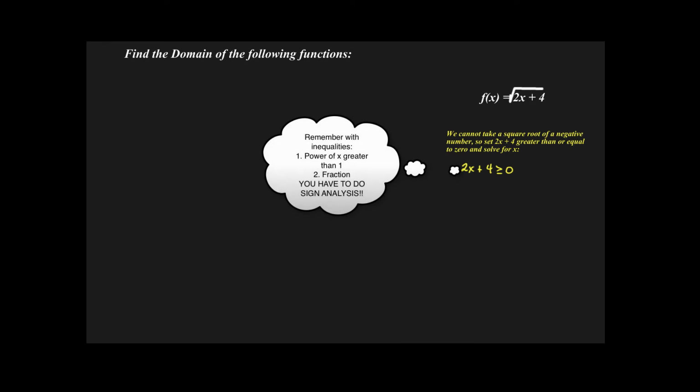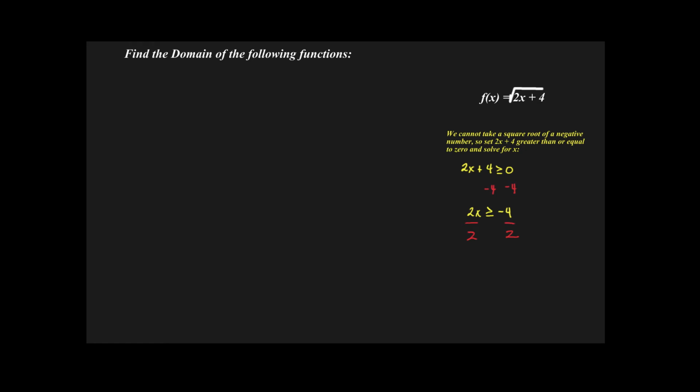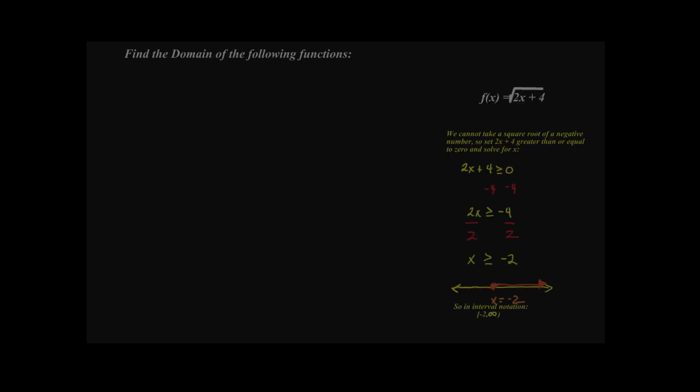Because the power of x is 1 and there are no fractions, we can just solve this. There's no sign analysis required. So subtract 4 from both sides, you get that. Divide by 2 on both sides, you get that. And if we were to plot it on a number line, it would look like this, where this is your negative 2. And notice we have a closed dot because of the equal sign. If you were to look at that final answer, it would be basically this in interval notation. We'd start at negative 2, include it with a bracket, and then go all the way to infinity with a parenthesis. All right, so that's the introduction to domain through examples.